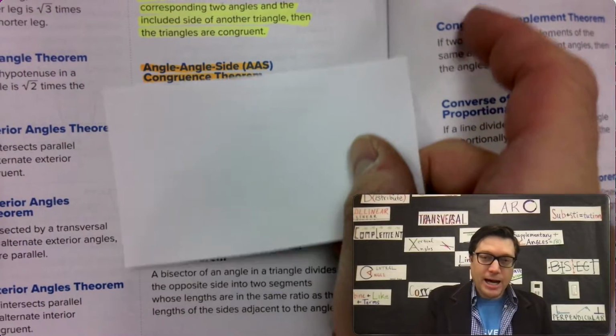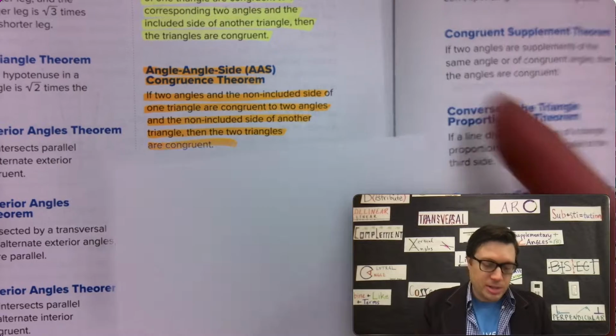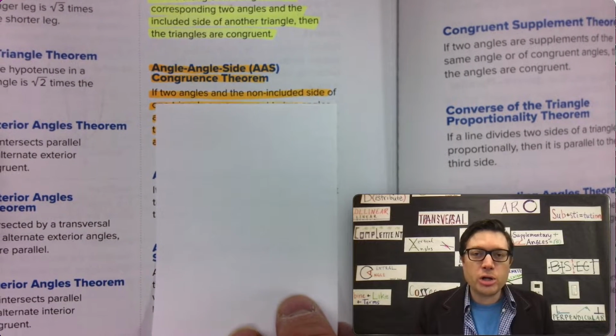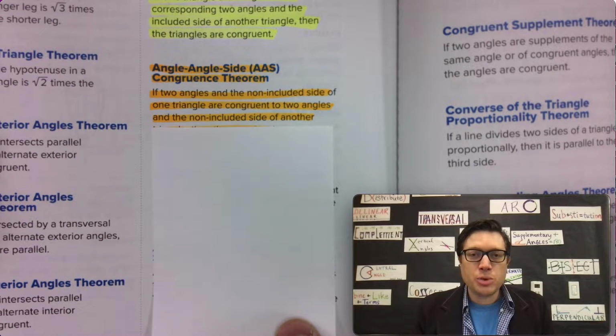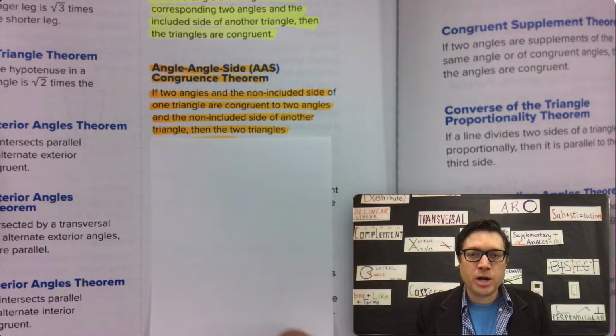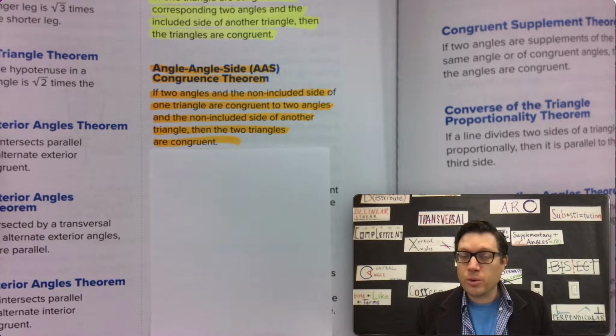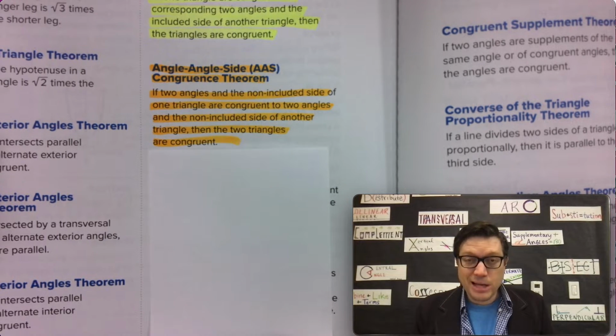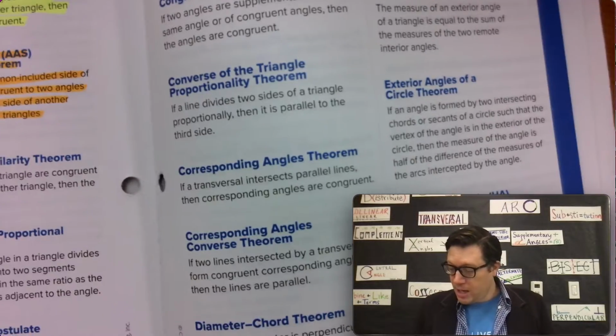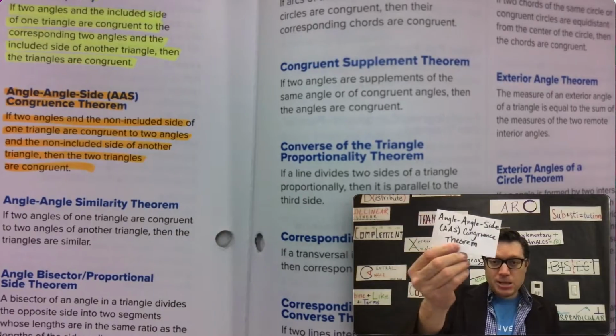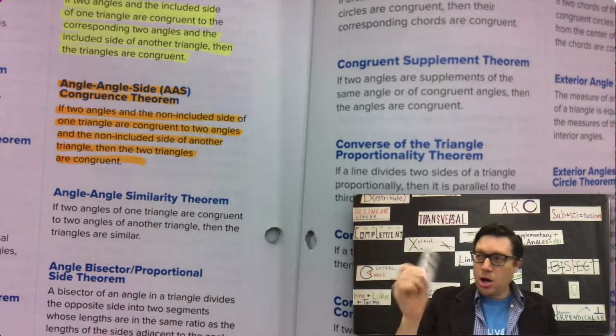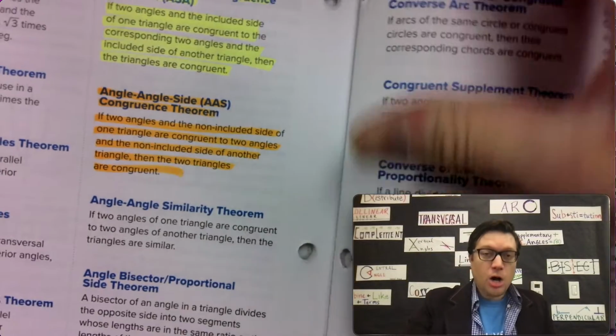I also went ahead and highlighted the angle angle side congruence theorem. If two angles and the non-included side of one triangle are congruent to two angles and the non-included side of another triangle, then the two triangles are congruent. That's what we're going to address today. And I made that note card based upon the definition that I saw on, well, I haven't made the note card yet, I guess, on this page.